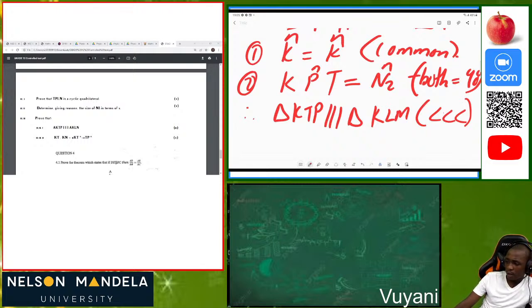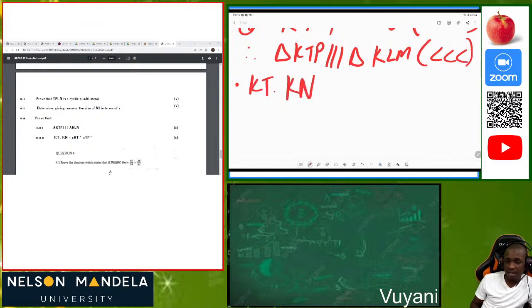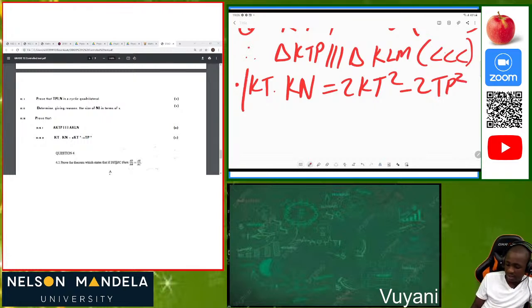All right, now the last question. This is our last question for the day. It is telling us to prove that KT times KN is equivalent to 2KT squared minus 2TP squared, right? So we want to prove that these two are equivalent.